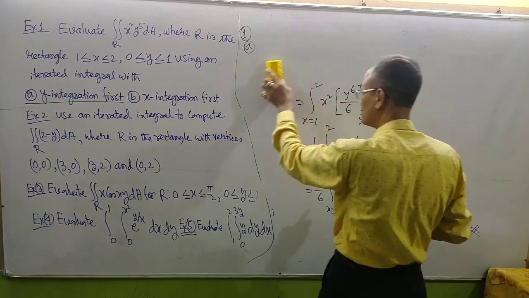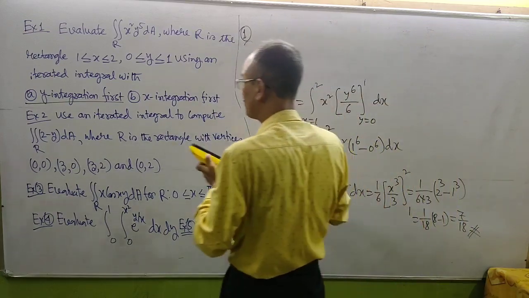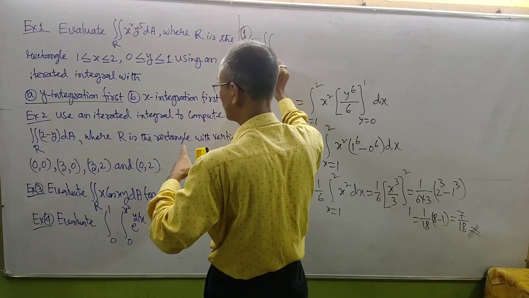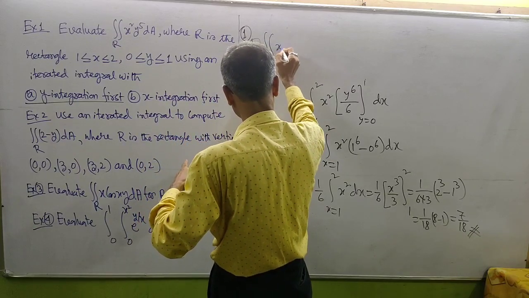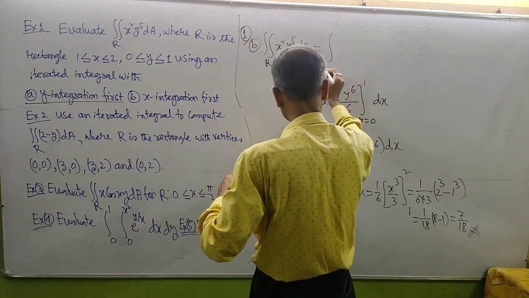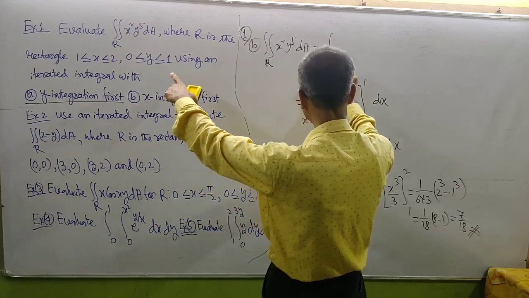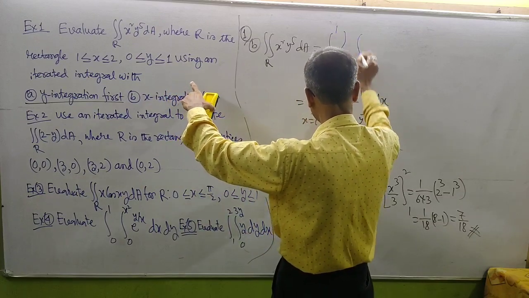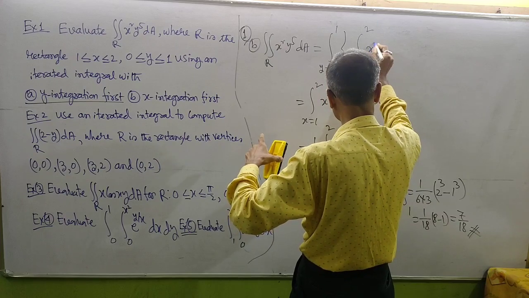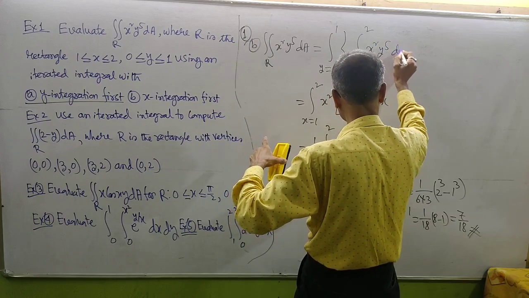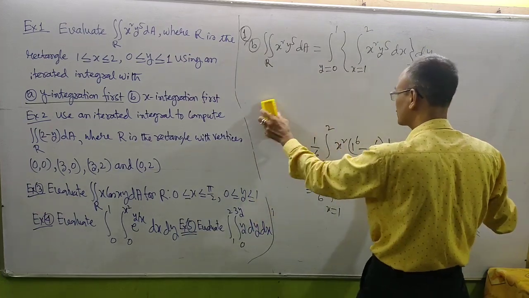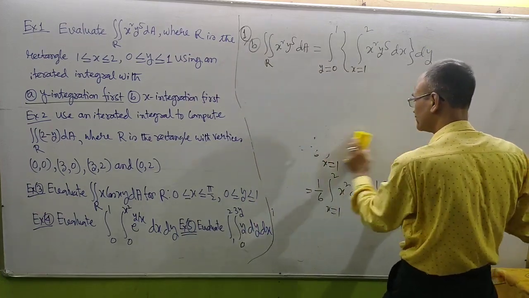Now number B. Let me try to solve number B: x integration first. Double integration over R of x square y to the power 5 dA. This is equal to the integral y equal to 0 to 1 and x equal to 1 to 2 of x square y to the power 5 dx. It will be dy.